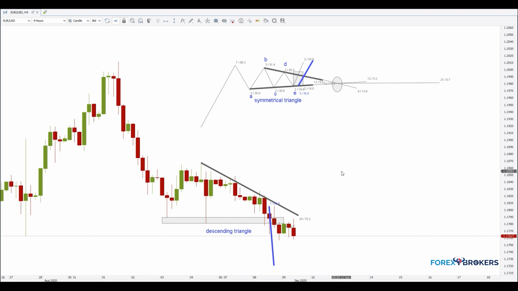Sometimes when the market invalidates the pattern, it reverses strongly in the opposite direction, and you don't want to be caught on the wrong side of the market. So at this point in time, let's assume the euro-US dollar here.